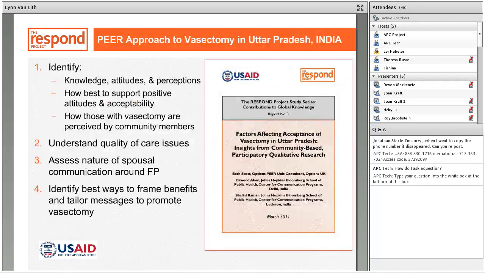So on the next slide, related to the peer approach to vasectomy in Uttar Pradesh, we conducted some formative research using the peer methodology. And peer stands for Participatory, Ethnographic, Evaluation, and Research. And this is more of a qualitative anthropological approach, really based on developing a relationship of trust with the community. So in this case, external folks are not invited in to conduct interviews or focus group discussions. Quite the contrary. What we did instead was to train community members themselves to conduct in-depth interviews with their own peers. So all of the interviews were carried out in the third person.